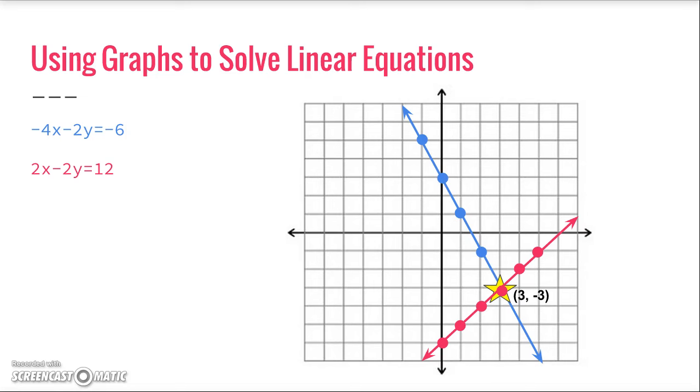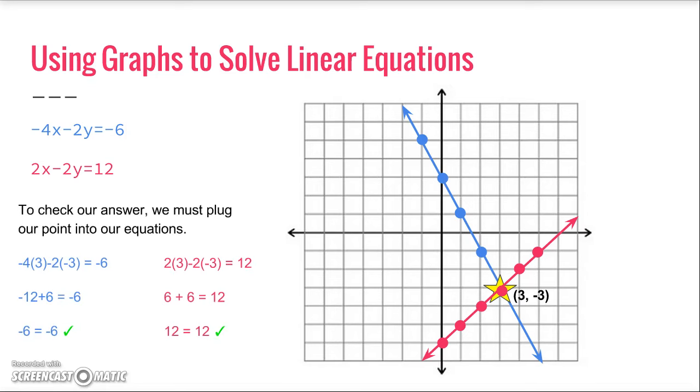Now, the most important thing is to check your answer. To check your answer, you plug in the point that is your solution into your equations. So as you can see, I plugged in 3, negative 3 for our values. Our x value is 3, our y value is negative 3. Negative 4 times 3 minus 2 times negative 3, go through the check, and it equals negative 6. Again, the same. 2 times 3 minus 2 times negative 3, you get 6 plus 6, which equals 12. Our equations check out, and our answer is good to go.